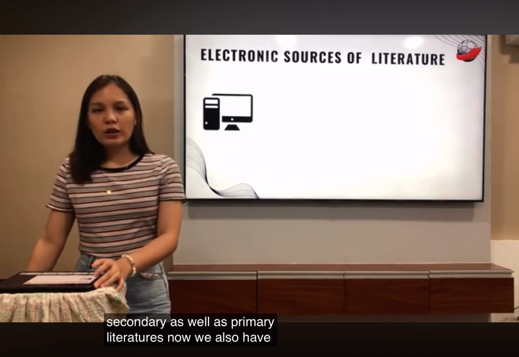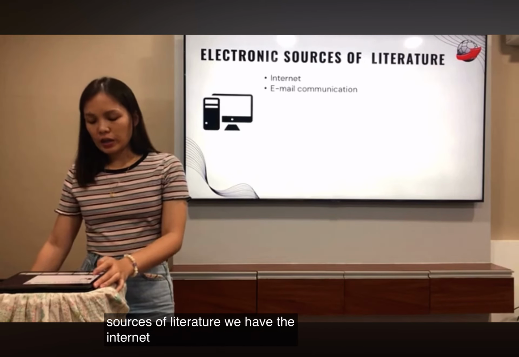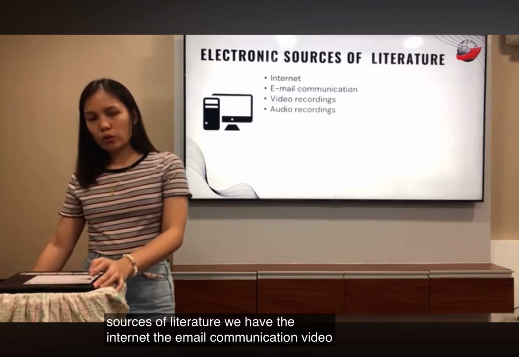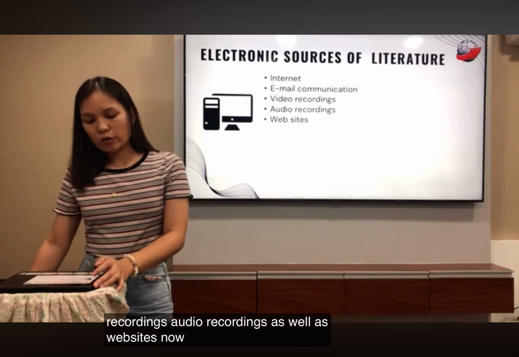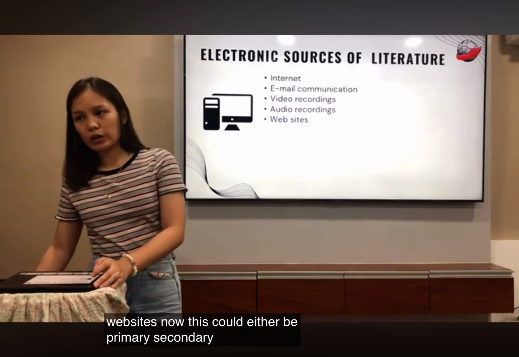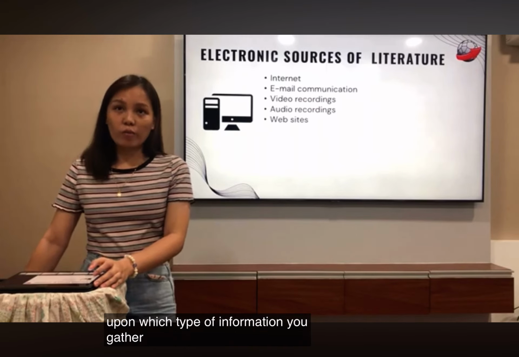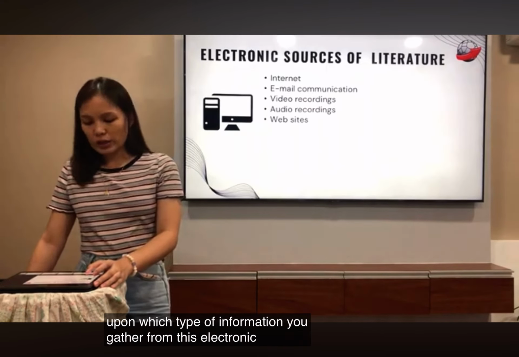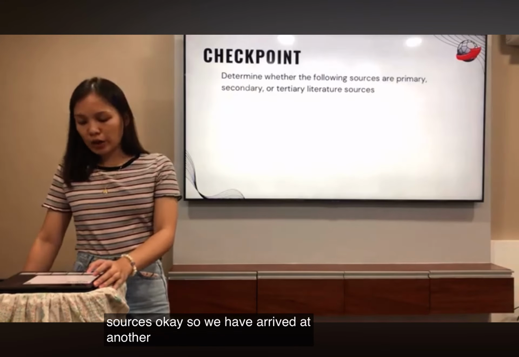Now we also have electronic sources of literature. We have the internet, the email communication, video recordings, audio recordings, as well as websites. Now these could either be primary, secondary, or tertiary, depending upon which type of information that you gather from these electronic sources. Okay, so we have arrived at another checkpoint.